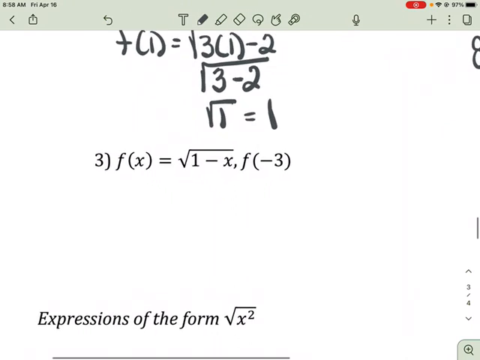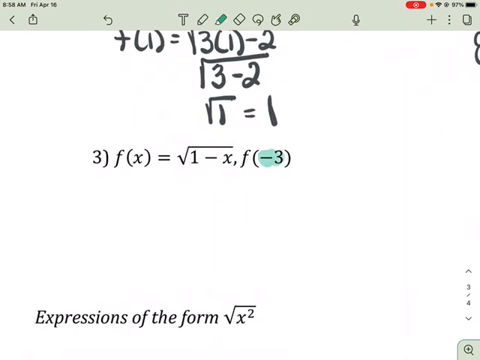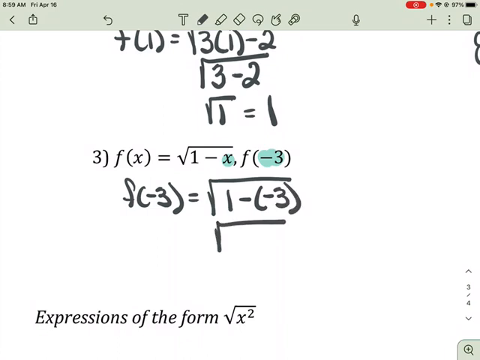All right, let's find f of negative 3. So again, we're going to put negative 3 in here. So f of negative 3 is equal to the square root of 1 minus negative 3. So the square root of 1 plus 3, square root of 4, which we can do, which is 2. Again, we're only doing positive 2 because that's the principal root.